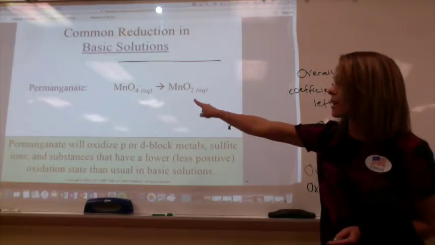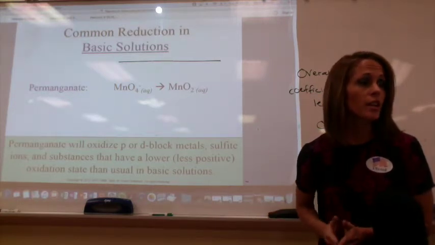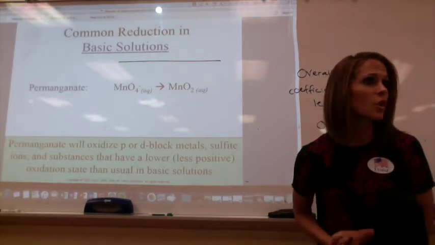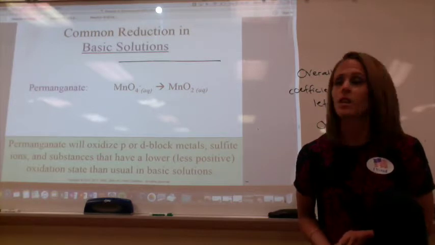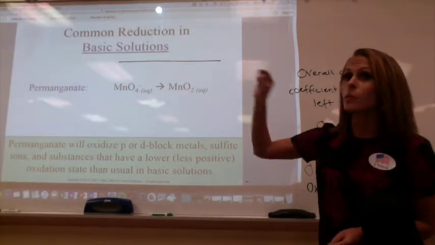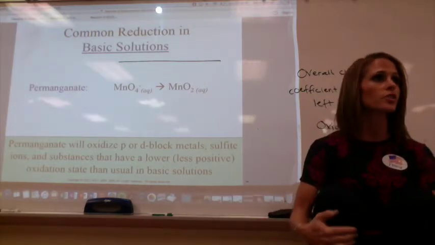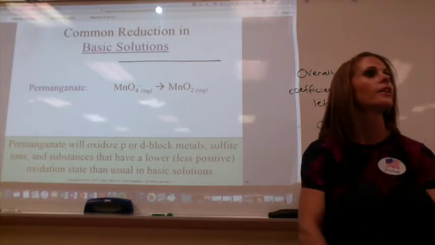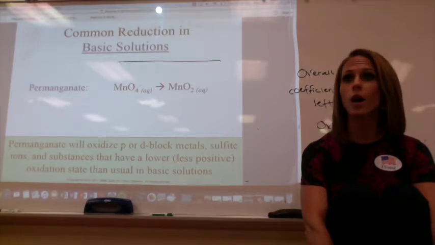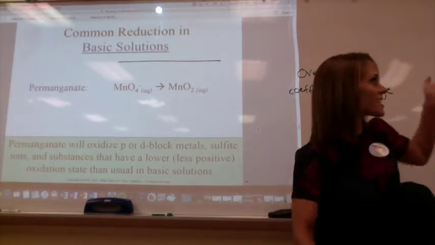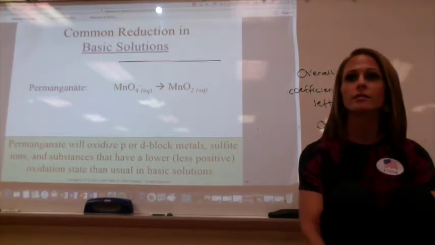So permanganate would be with a group 1 metal, like potassium permanganate is pretty much what they always choose. And by the way, does anybody know what color it is? Beautiful purple color. It really is a pretty solution. So permanganate in bases goes to MnO2. This is a simple multiple choice question that I'm going to give you on your test. The oxidation number of manganese goes from what to what? Try it.